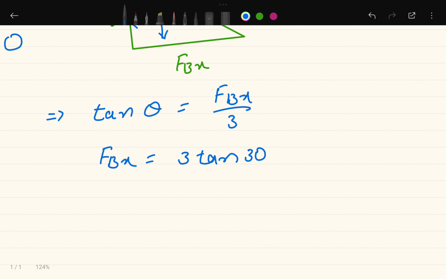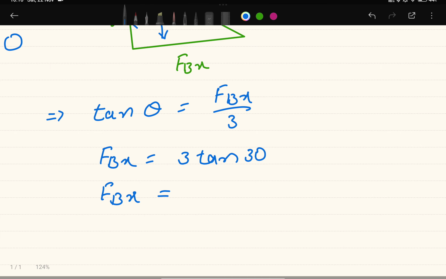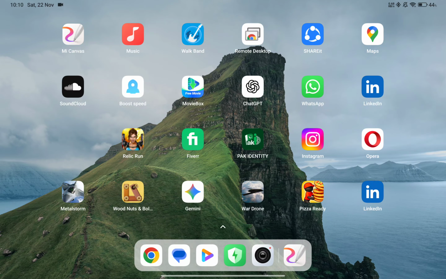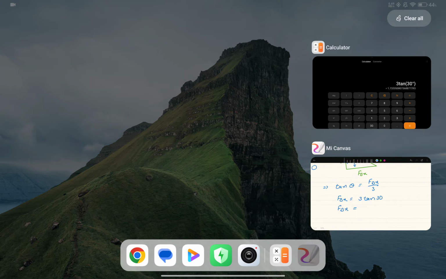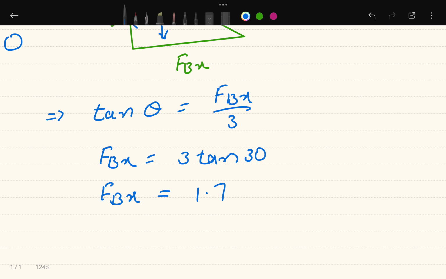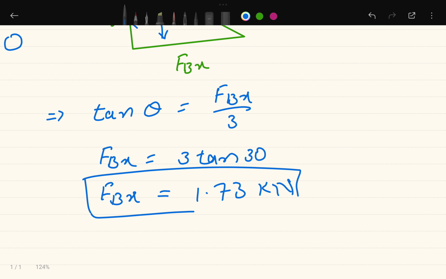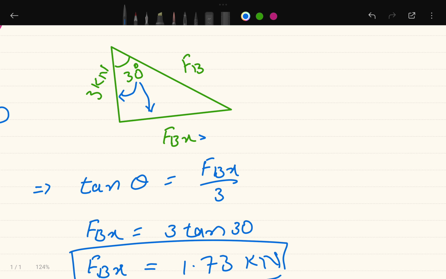And you can actually calculate the FBX, which is the second horizontal force. So let me take out the calculator. We have 3 tan 30. Okay, so it is around 1.73 kilonewton. So we found out this to be equal to 1.73 kilonewton.